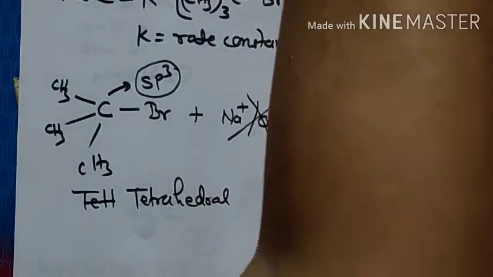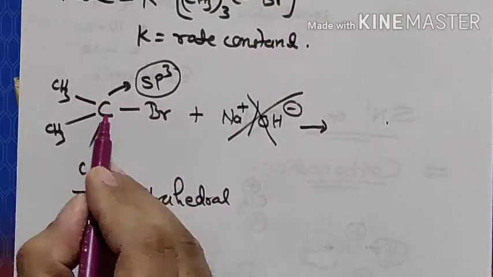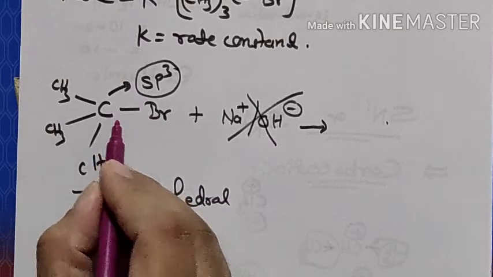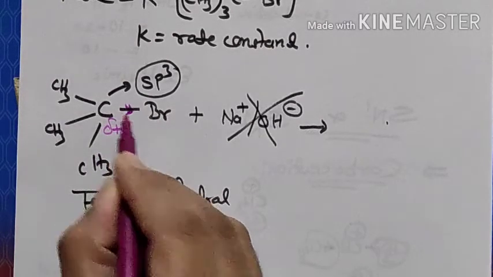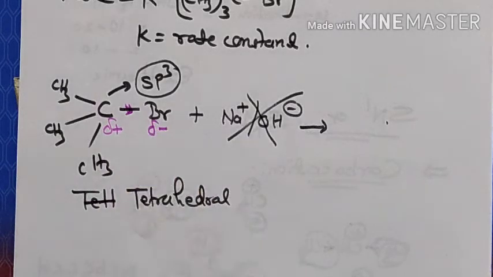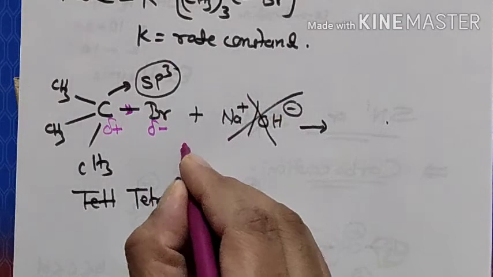I show you a different color. Okay, see, carbon and bromine. Carbon is partially positive, and this Br will take the electron and become partially negative, right? Okay, when water comes, water is what?